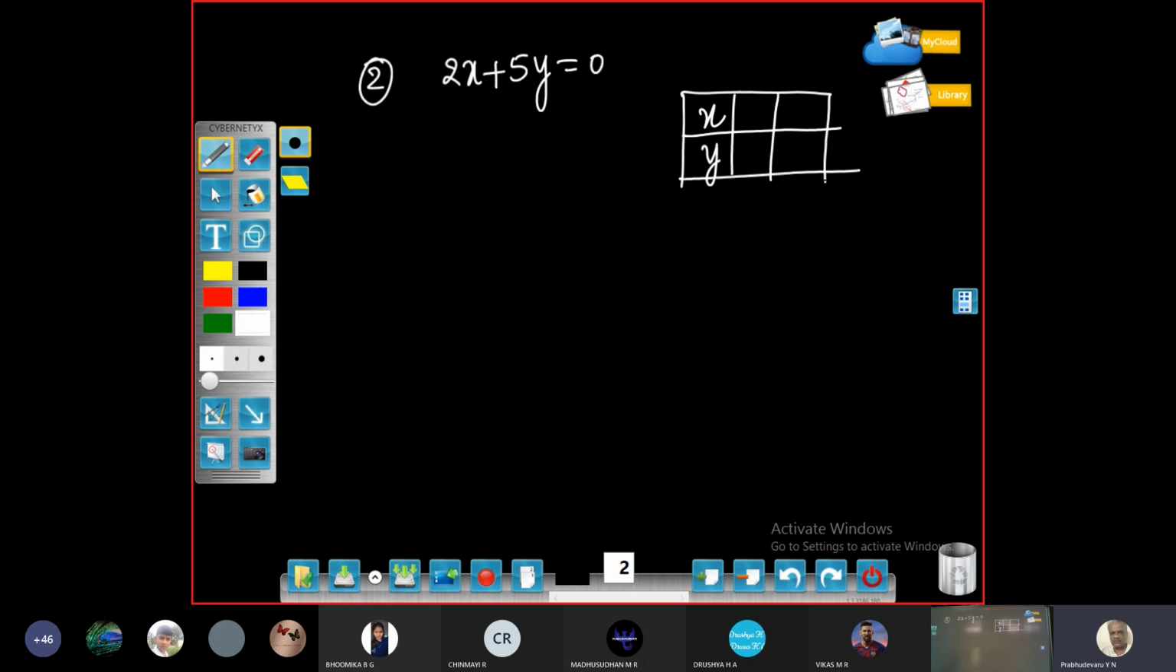What is that you are going to take now? Tell me. Sir, x is equal to 0 and y is equal to 0. Take x is equal to 0. So if I take x is equal to 0, I will write this equation once again.